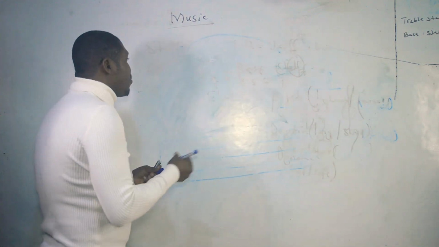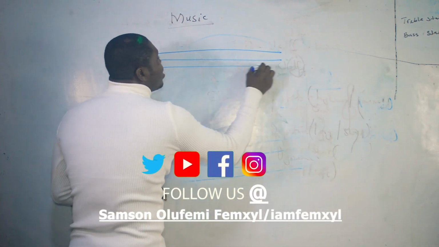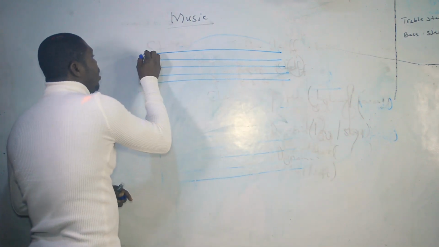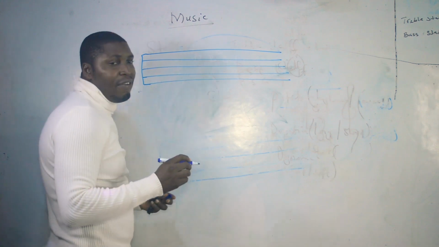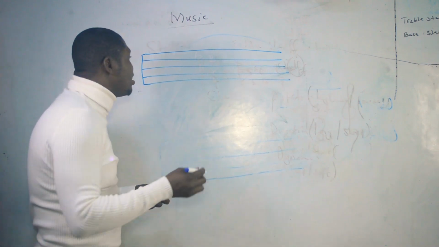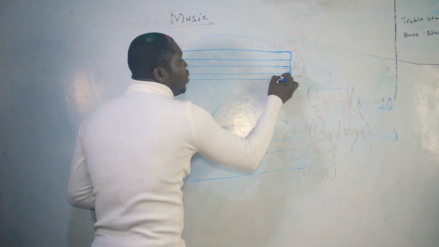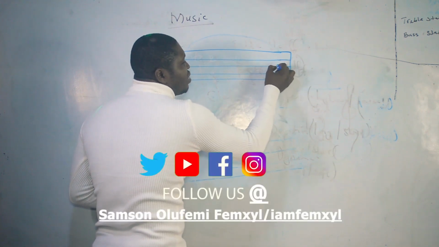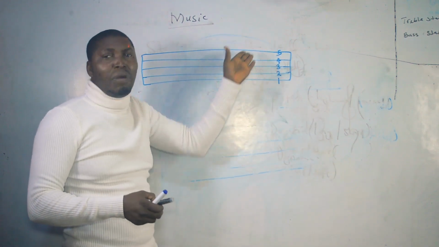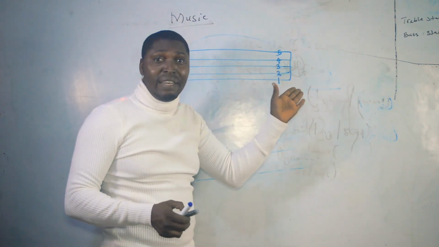Our first staff. Naturally, this is your staff, your 5 lines and 4 spaces. Remember the rule. The rule says that you count from below. So we have line 1, line 2, line 3, line 4, and line 5. Please don't make the mistake. Don't count from above because it's going to affect the result.